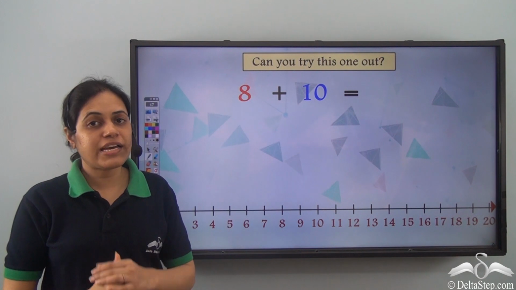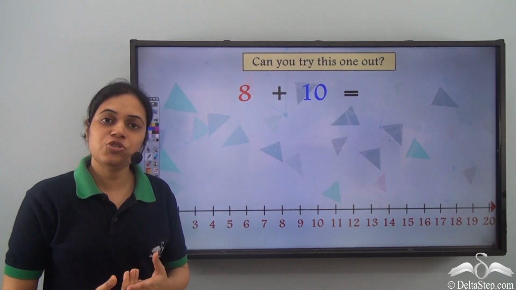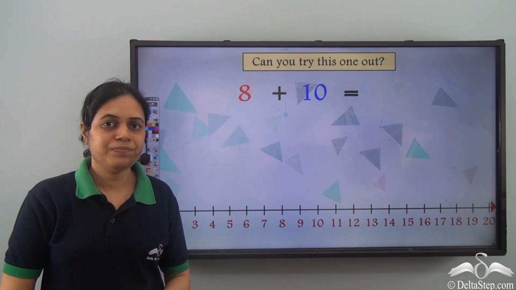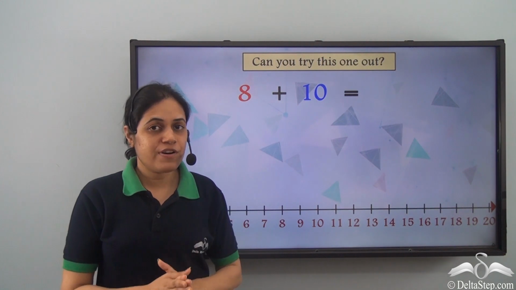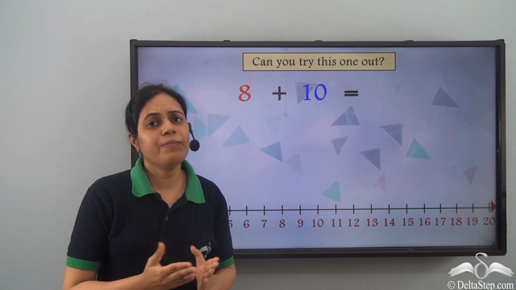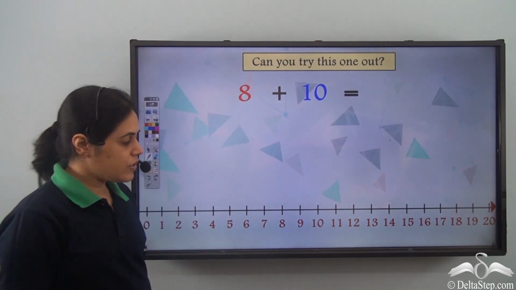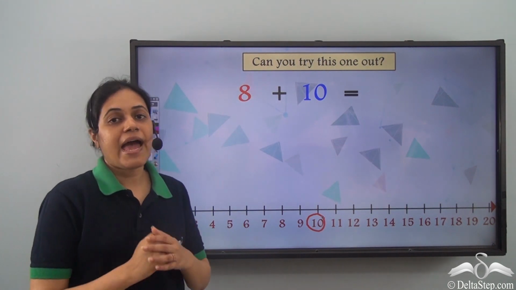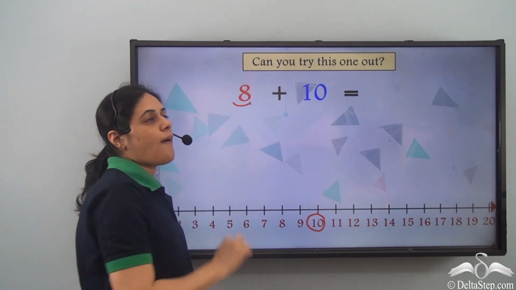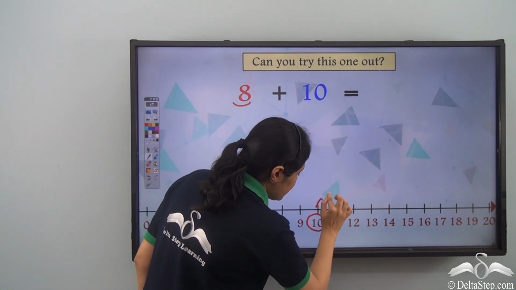So now, can you try this one out? What is 8 plus 10? Can you add these two using a number line? Well, in order to add these two, first I take the bigger number because that is easier. Bigger number here is 10. So I start from 10 and I need to hop 8 times. So I hop 8 times.